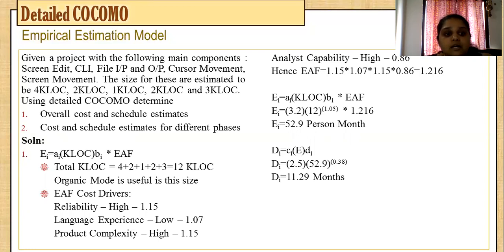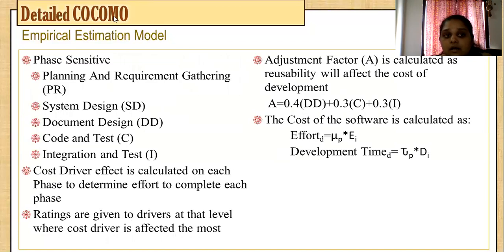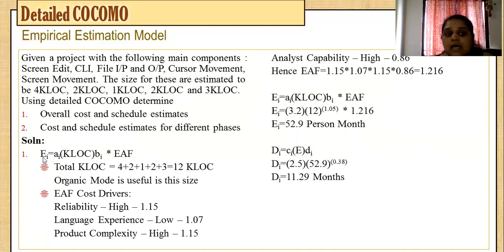In the first part we have to calculate the overall cost and schedule of the whole project. So overall we will use the formula of intermediate COCOMO. You can see I have written EI. Now why have I written EI? Why am I not using the basic model? I'm using the intermediate model because when I have to calculate my detailed COCOMO, I have to use intermediate effort and intermediate development time. That is why I have taken into consideration effort using the intermediate COCOMO model.